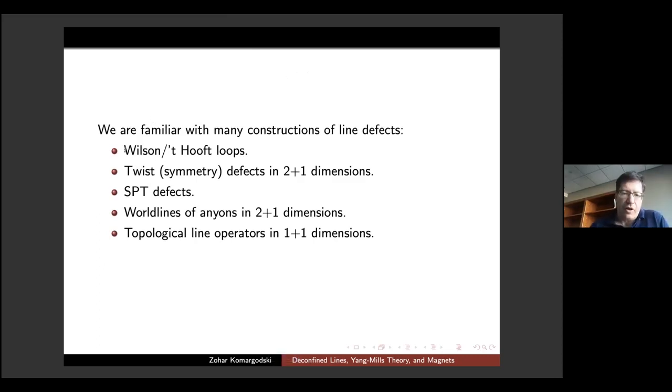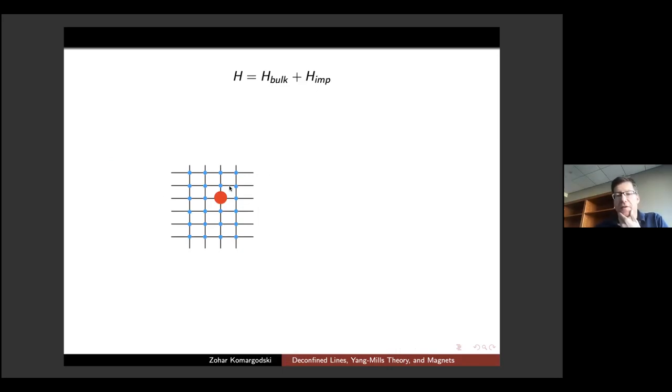There are lots of constructions of line operators in various field theories. Not going to go over it. It's just a list of various constructions that some of you are familiar with from the literature in condensed matter and high energy physics. Obviously, this problem is very interesting in condensed matter, so there is huge literature on line operators.